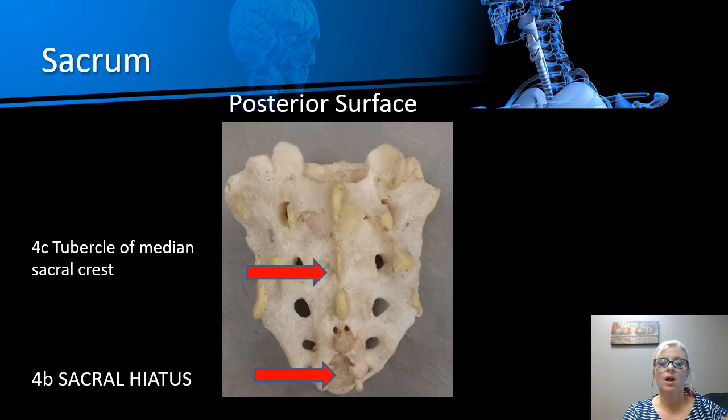You can see that opening here on the bottom, and we call this opening the sacral hiatus. You can also see that the top looks a little bit different on the posterior surface. Then you can see we have these tubercles here, and these are median, or in the middle of the sacrum. So this is the tubercle of the median sacral crest. This whole uprising area would be a crest, and we're looking at those individual tubercles.